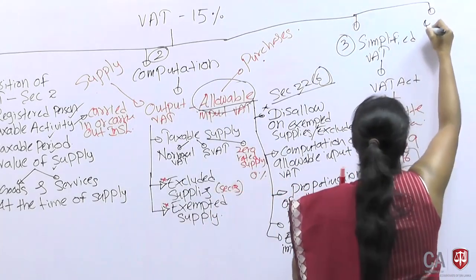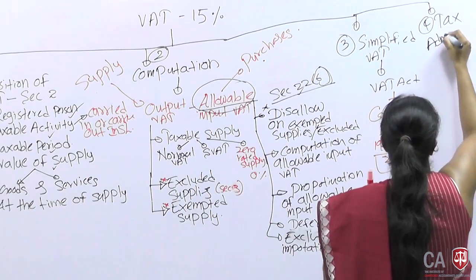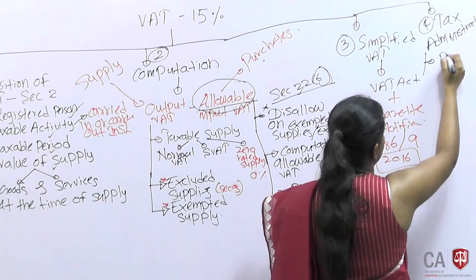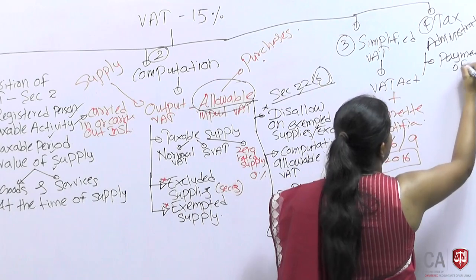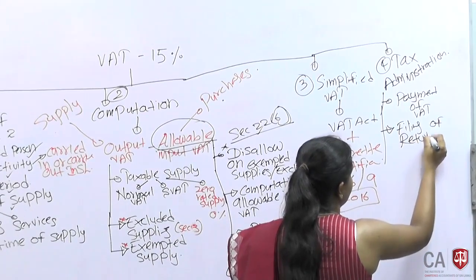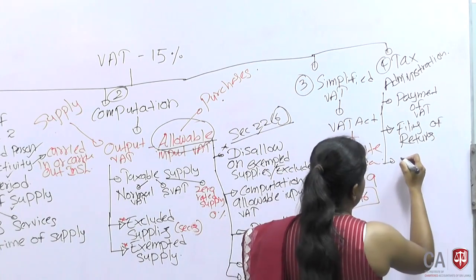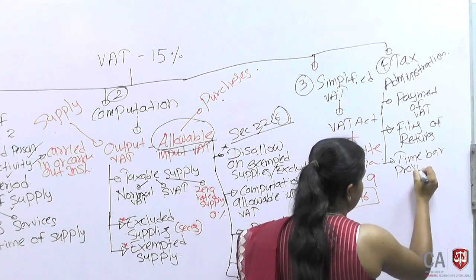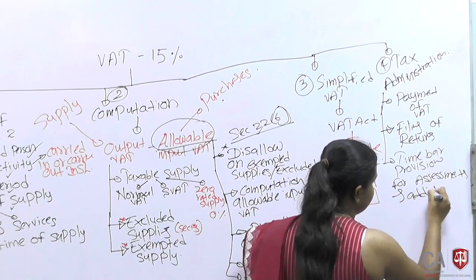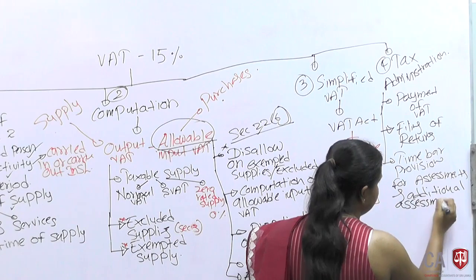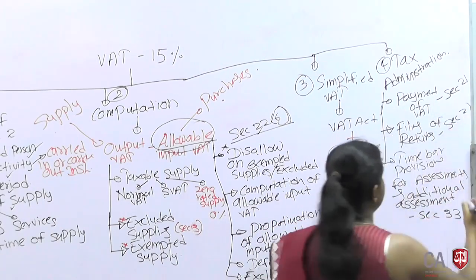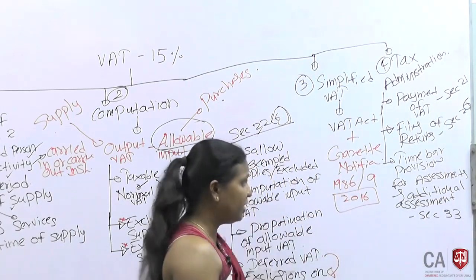Then the fourth part is the tax administration on VAT. Definite question for your examination. Under tax administration, the first is payment of VAT, second, filing of returns, and the third, time bar provisions, provision for assessments and additional assessments, which is covered under section 33, payment section 21, filing section 26, likewise. Don't worry about the sections, with the questions we will look at these things.